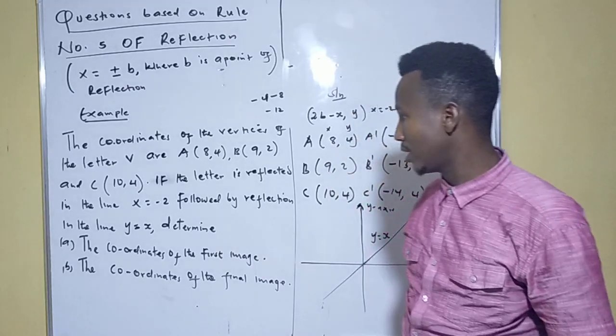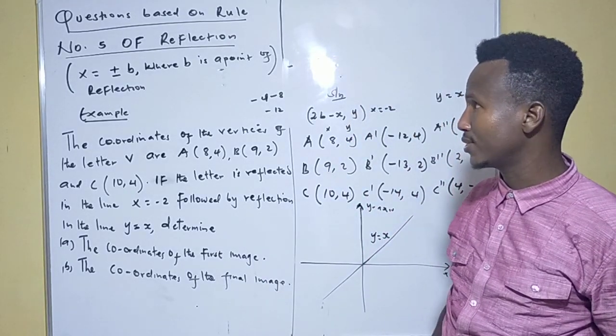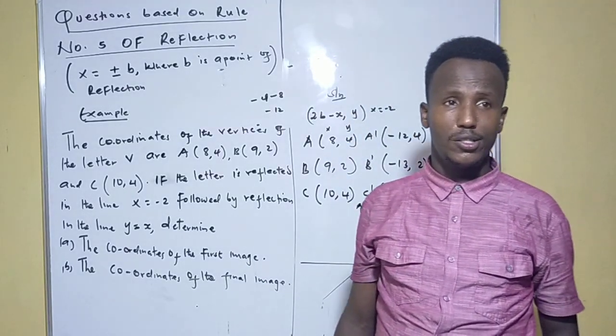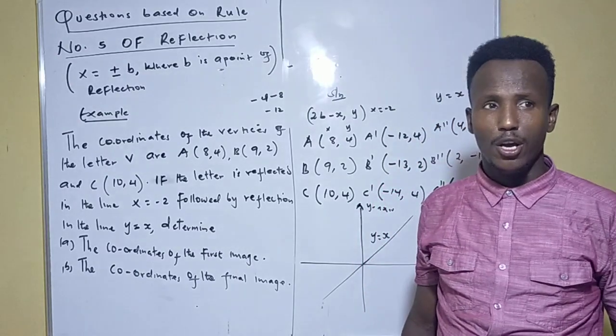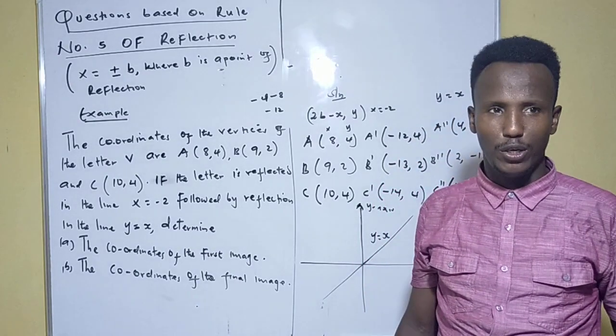In our next class, we are going to discuss equations based on rule number 6, which was y is equal to plus or minus b, where b is the line of reflection, God willing.